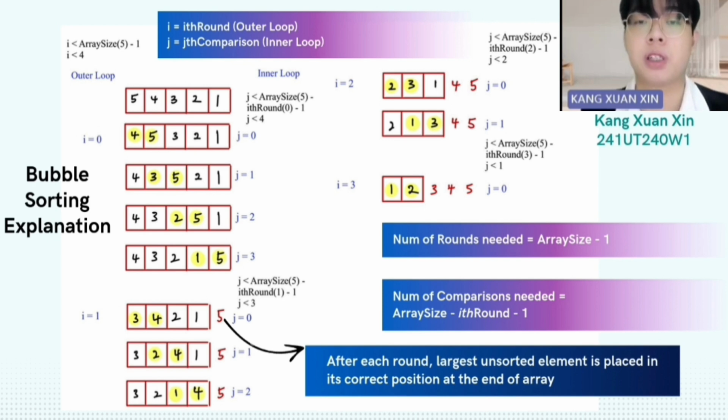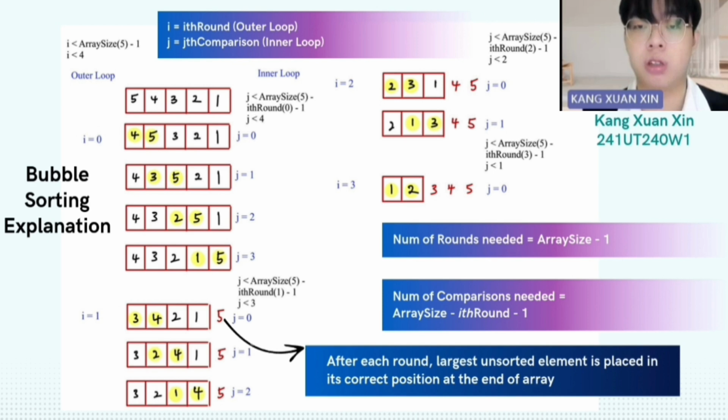The number of comparisons in each round is calculated as array size minus current round minus 1. In the first round, where outer loop I equals 0, the 0th element 5 is compared with the first element 4. Since 5 is greater than 4, their positions are swapped. Next, the updated first element 5 is compared with the second element 3. Once again, 5 is greater than 3, and thus their positions are swapped.